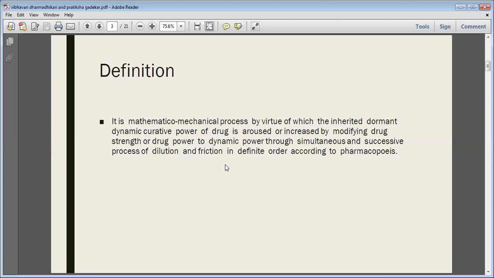Now, we will see the definition of potentization or the word dynamization. Potentization is a mathematico-mechanical process. Mathematico means we are taking the drug substance and the vehicle in a proper proportion. The ratio is there. We have seen that in the centesimal scale, the ratio of the drug substance and the vehicle is 1 is to 99, while in the decimal scale, the ratio is 1 is to 9. In the 50 millesimal scale, that ratio changes to 1 is to 50,000.